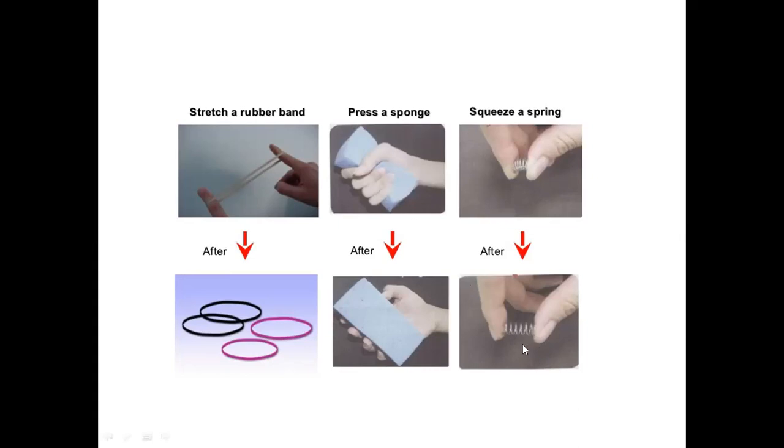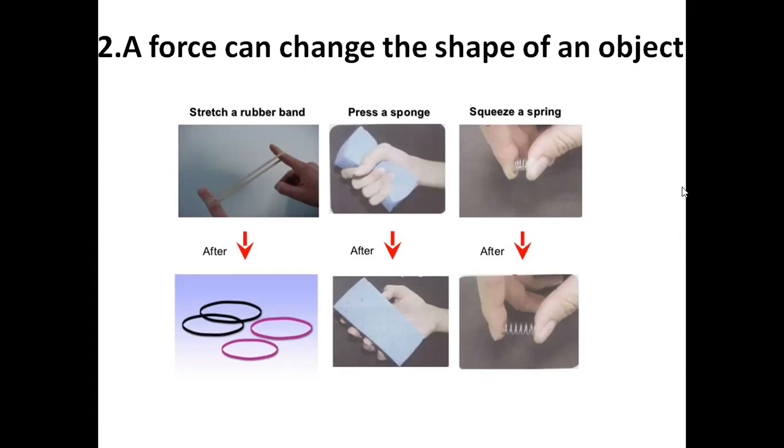Then another example is a spring. The spring is like this. When I squeeze it, the shape of it is changed. So in all these three examples, once we apply force, the shape of the object will change. So this is the second effect, that is, force can change the shape of an object.